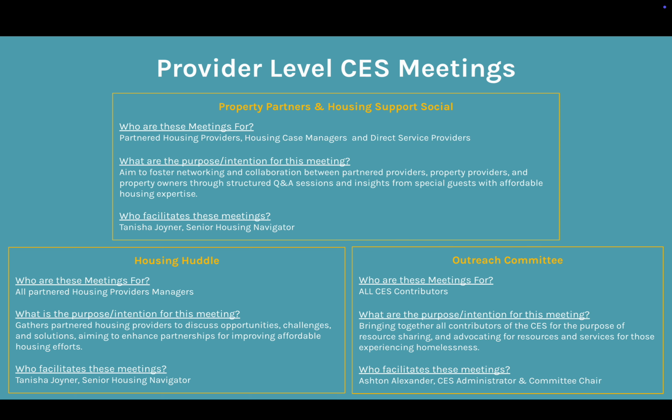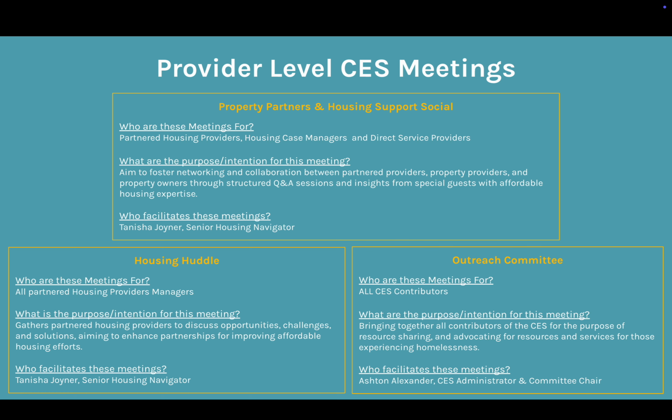The last 3 meetings mentioned are provider-level meetings. Let's break them down a little more. The Property Partners and Housing Support Social are for housing providers, housing case managers, direct service providers, and this is a networking opportunity and collaboration between these 3 groups of workers.